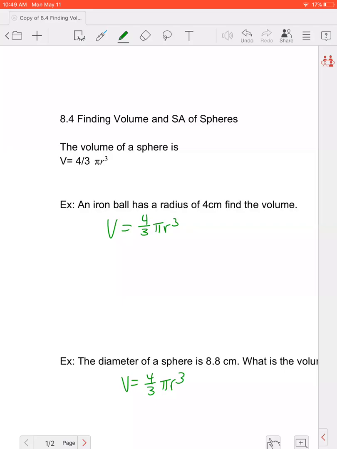Hey guys, welcome back. We're going to start talking about spheres today, and the first one we're going to do is volume of a sphere. So we have the volume of the sphere formula here.